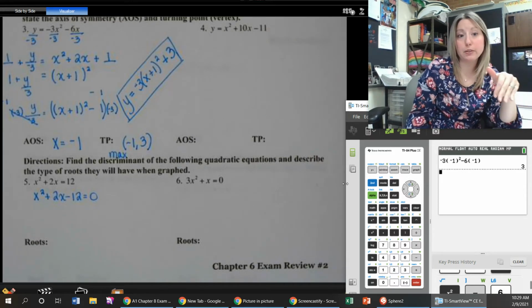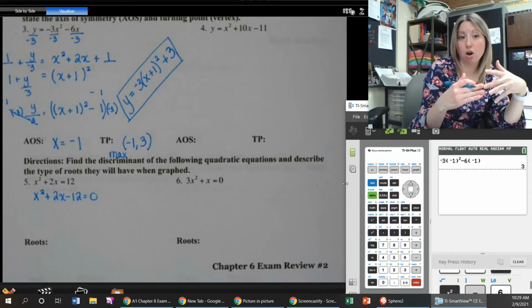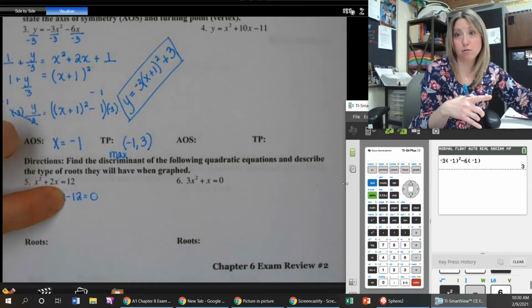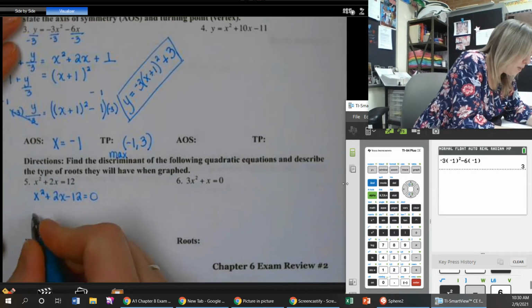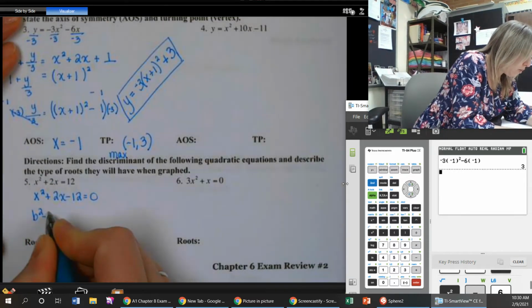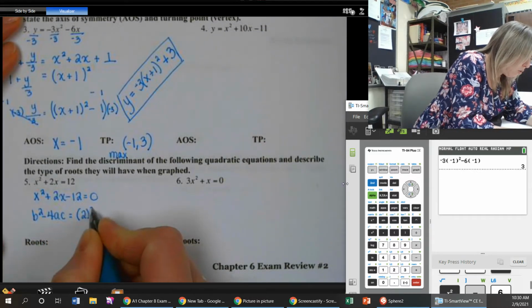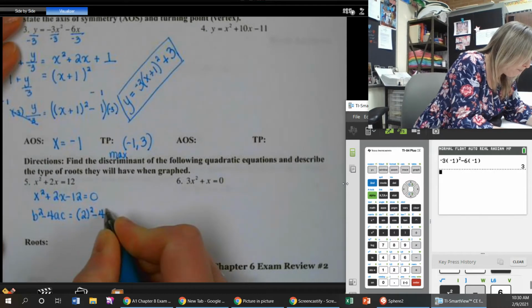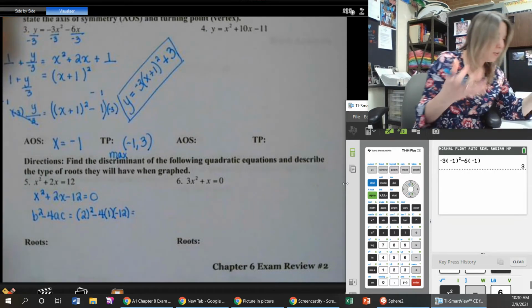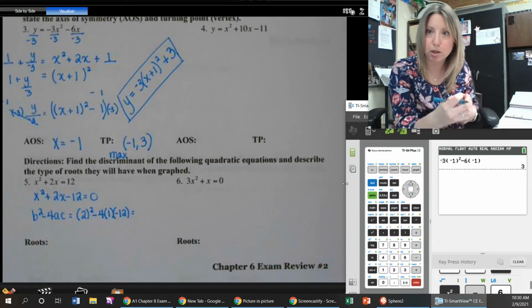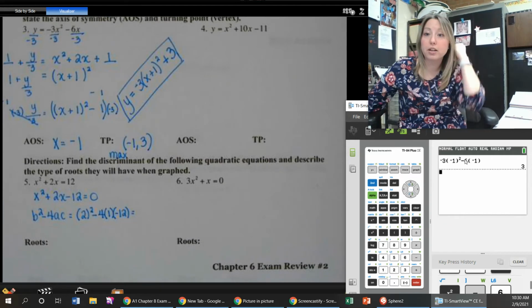The second piece is, now that I know my a, my b, and my c, my a is 1, my b is 2, my c is -12, I plug those into b squared minus 4ac, or the stuff that's under the radical in your quadratic formula. So I'm just replacing each of these. And the thing is, it says find the discriminant. That's a value. That's an actual number. I can get that by plugging in right here.